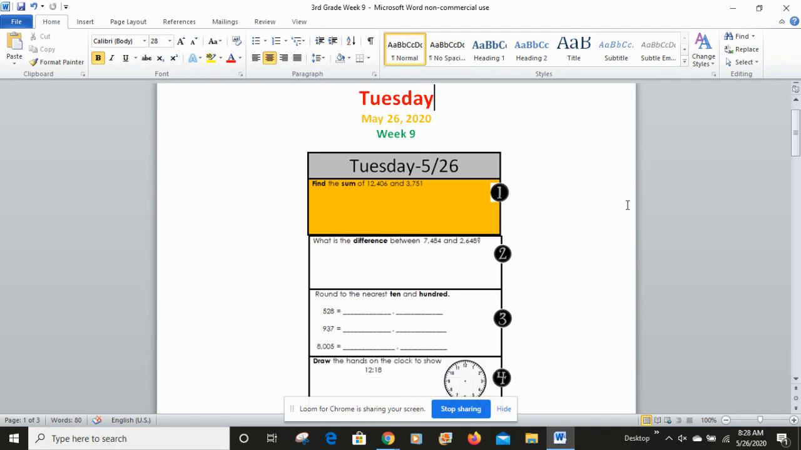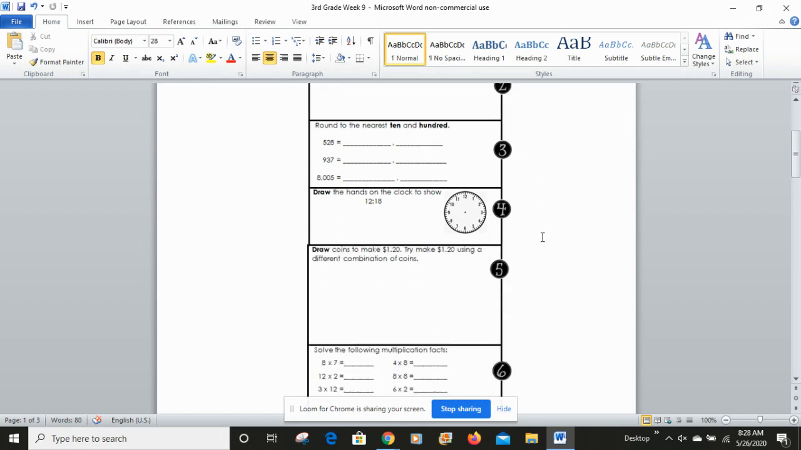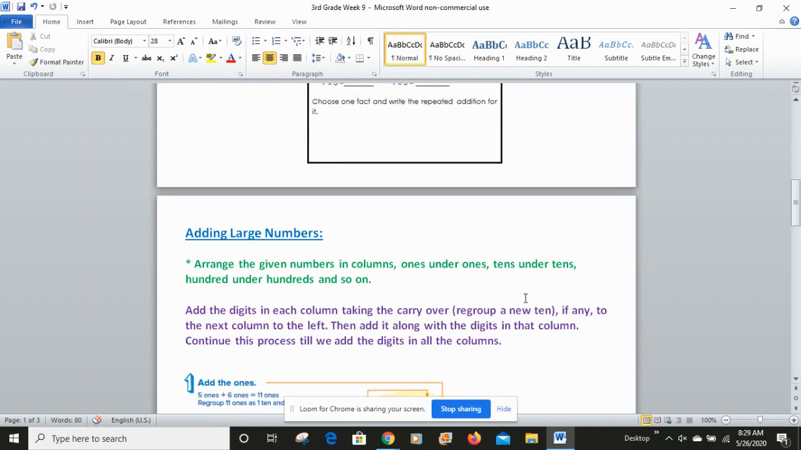Now remember, when you're adding any numbers, whether they're a 1-digit or a 5-digit number, the first thing that you have to do is make sure that any of the digits in either one of the numbers, that you line them up correctly. So, when adding large numbers, arrange the given numbers in columns, which means vertically. Ones under ones, tens under tens, hundreds under hundreds, and so on. So lining up those place values, really important.